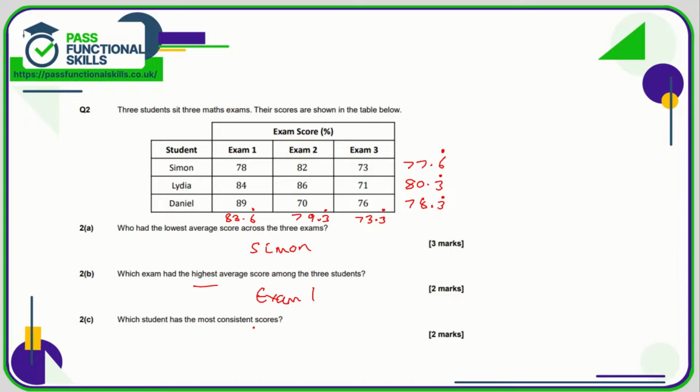Now the student with the most consistent scores is the student that has the smallest range of scores. So what's the difference between their best and their worst exam score? So for Simon, the best was 82 and the worst was 73. So that is going to be a range of 9. For Lydia, her best was 86 and her worst was 71. So that's a range of 15. So she's less consistent than Simon. And Daniel, his worst score was 70 and his best score was 89. So that is a range of 19. So he's the least consistent. So the most consistent with a range of 9 is Simon.